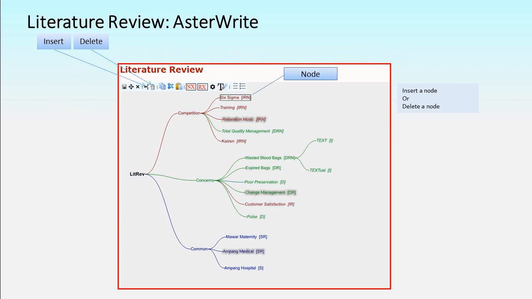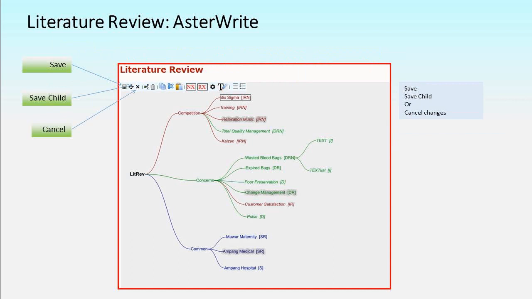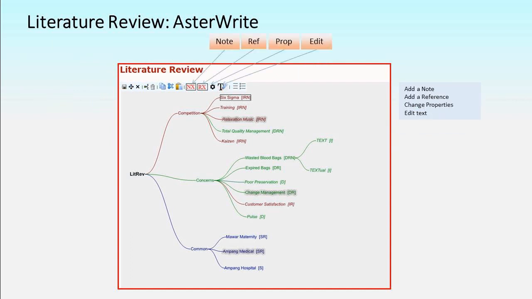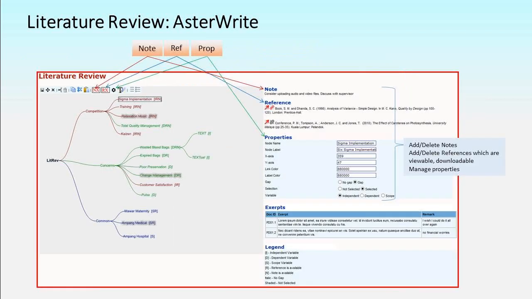It is very intuitive to use AsterWrite. You can copy or cut and paste a node onto another node. You can save, save child, or cancel any changes made to the mind map. You can add, delete a note to remind you of something to do. You can add, delete a reference to each node so you know where you got your idea for that node. You can change the properties of the node such as color and position.